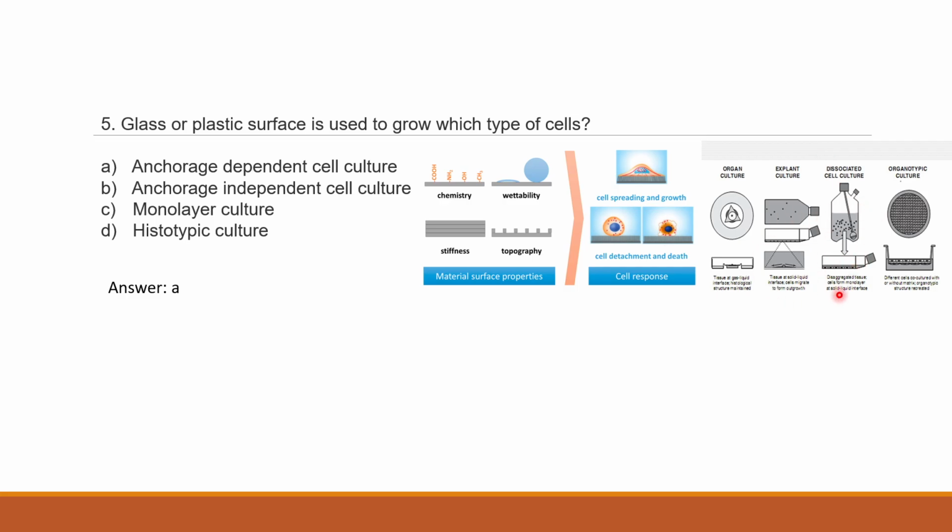Here you can see a few examples I have given: organ culture, explant culture, dissociated cell culture, and organotypic cell culture. You can see how the plates are different for each. In your organ culture, there is a partition, you have this kind of depth. In your explant culture, you have this kind of surface where the tissue and the solid-liquid interface can be made for the cells to migrate. It will form some kind of outgrowth.